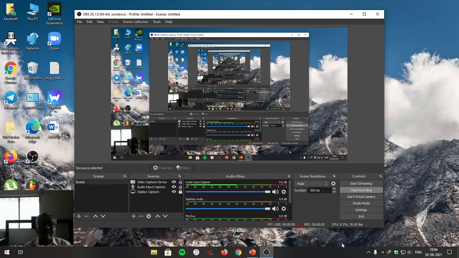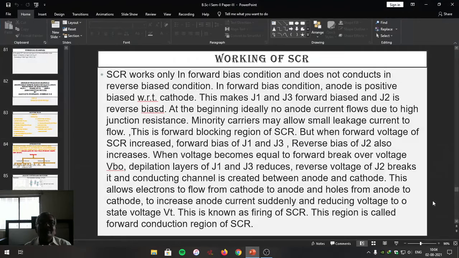Student friends, in yesterday's lecture, we studied the structure of SCR, that is how SCR is constructed, what are the layers which are present in the SCR, and where we have studied that. SCR is a 4-layer PNPN, 3 junction, J1, J2, J3, 3 terminal, anode, gate, cathode, semiconductor switching device with regenerative characteristics.